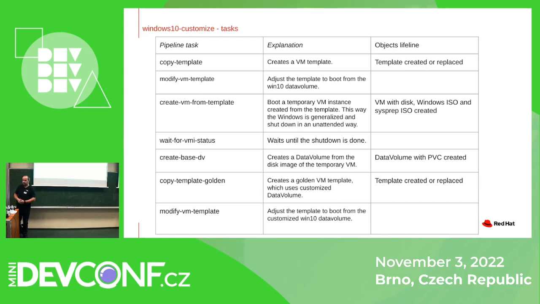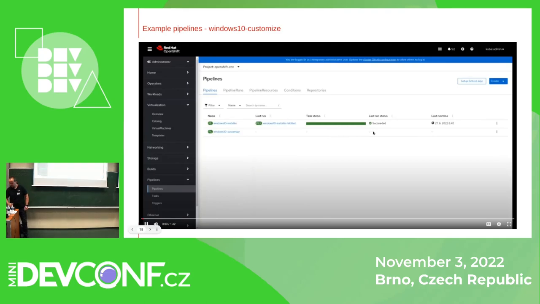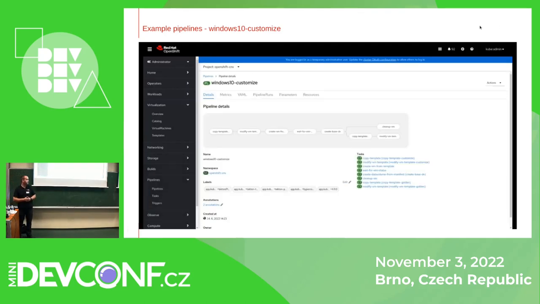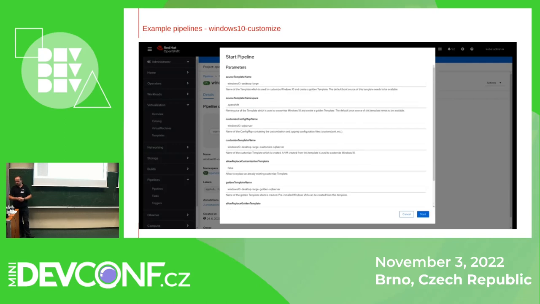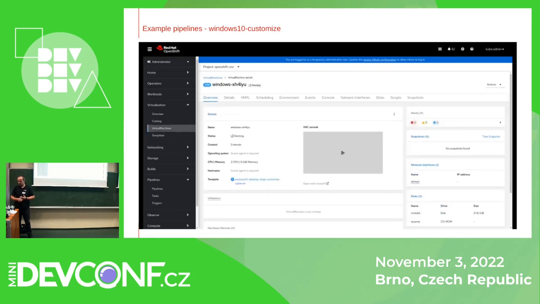Again, it consists of multiple tasks. First of all, we have to copy the template, modify the template. Then we have to create the VM, wait for the VM, then again do some modifications, and then copy the resulting disk to a completely new disk. And again, we have an example. So as you can see, the first pipeline was successful. Now let's trigger a second one. As I mentioned, you don't have to specify anything in this pipeline. Just hit start. Again, it starts the VM. So let's look inside.